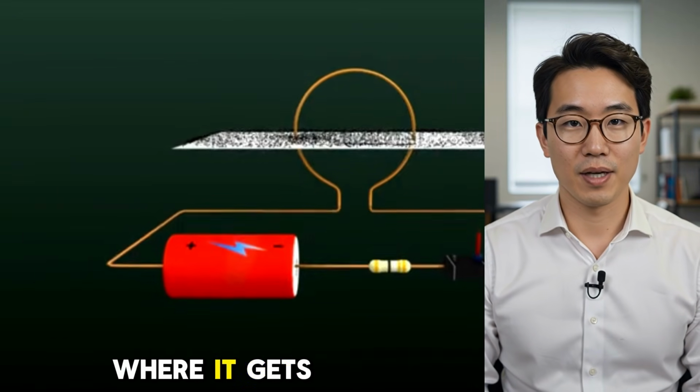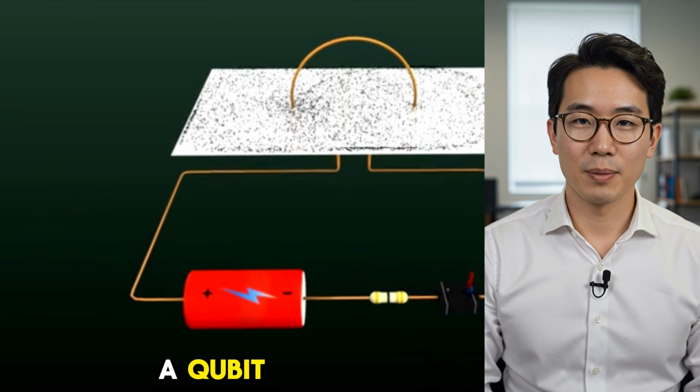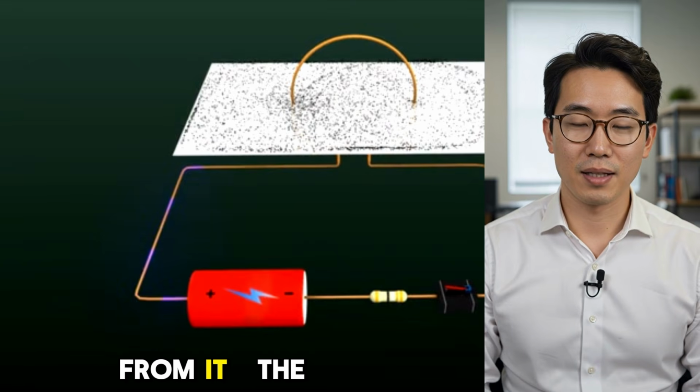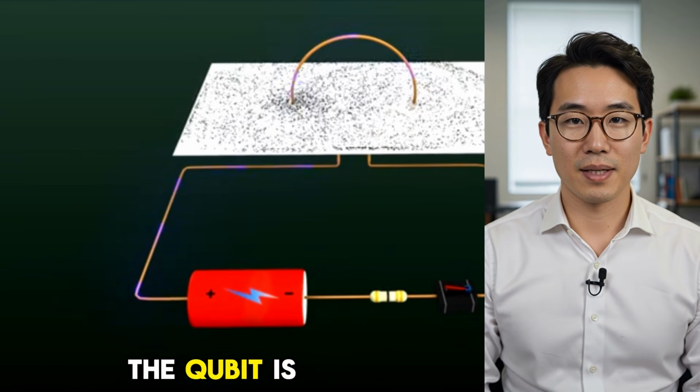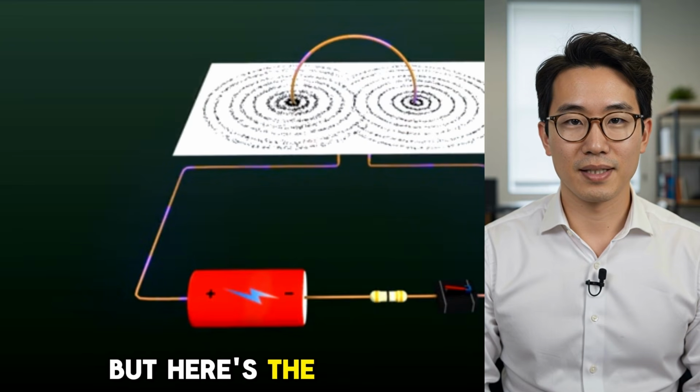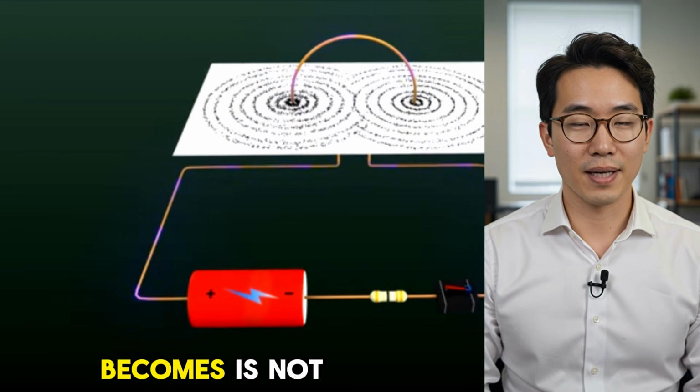Now here is where it gets strange. When you measure a qubit, when you actually look at it, when you try to extract an answer from it, the superposition collapses. The qubit is forced to choose. It becomes either a 0 or a 1. But here's the thing that should stop you cold. Which one it becomes is not predetermined.